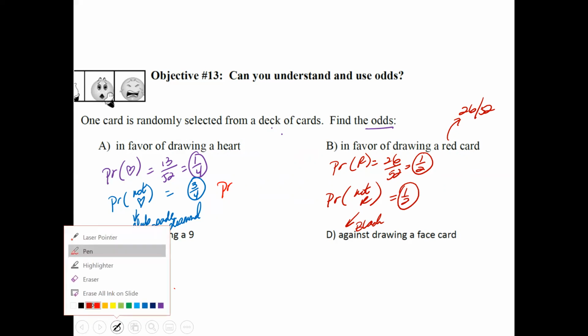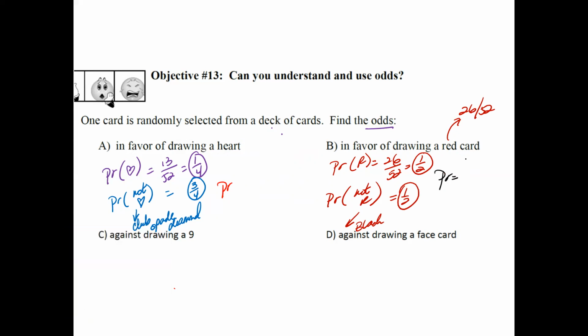So finally, the odds of you drawing a red card, or in favor of drawing a red card, is the probability of drawing a red card divided by the probability of not drawing a red card, which is 1 over 2 divided by 1 over 2, which is 1/2 times 2 over 1, which is just 1.